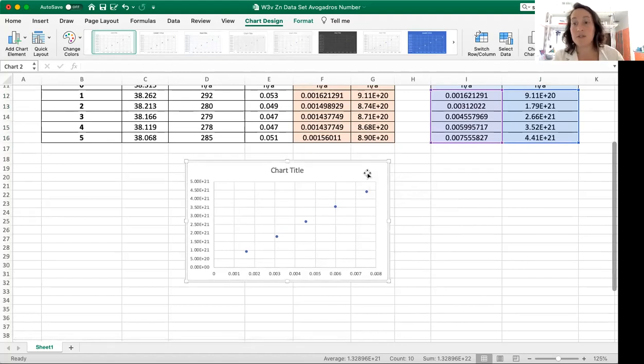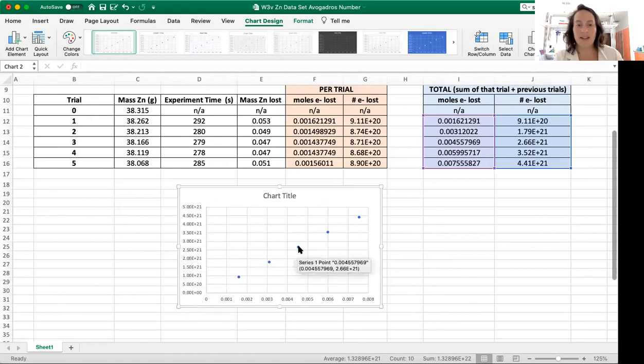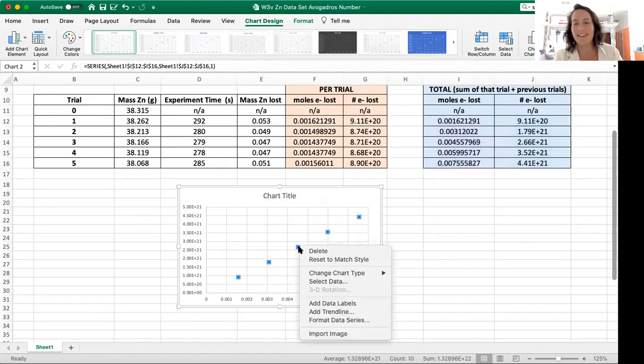The first thing we should do is add a trend line. I like the fact that I can see that this line looks fairly linear. I have my moles on my x-axis at the bottom, right? And I have my number of electrons lost on my y-axis. To add a trend line, simply click on the data points and then right-click. On my Mac, since we don't have a right-click button, you hit Control and you click on the trackpad.